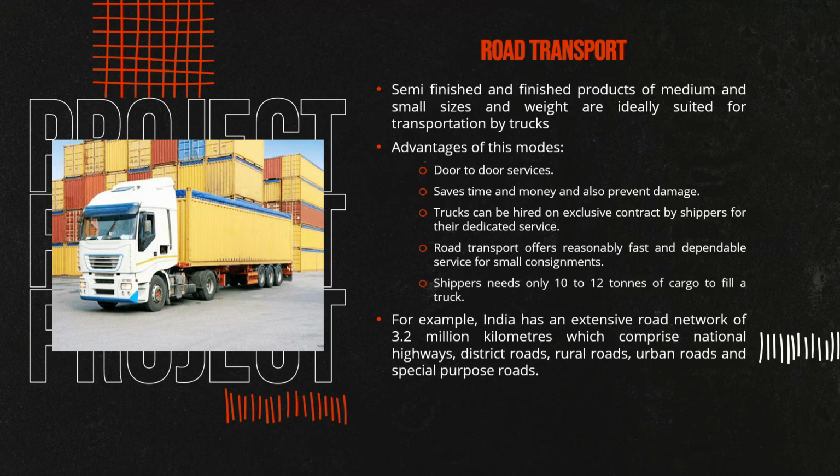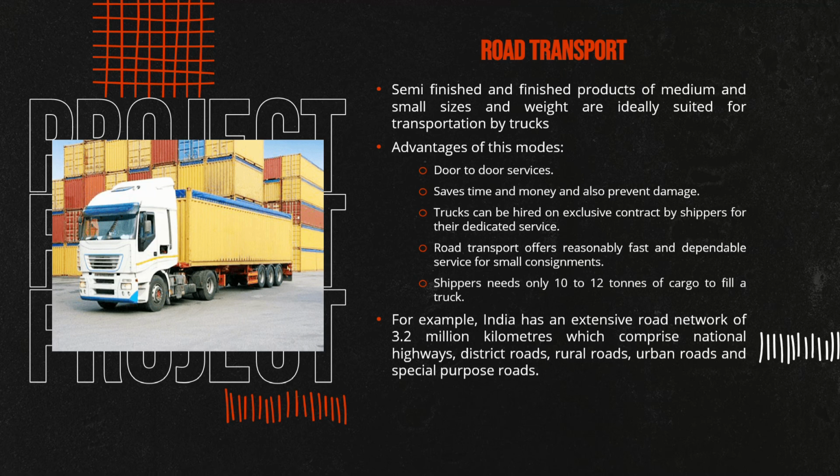Next, road transport. Semi-finished and finished products of medium and small sizes and weight are ideally suited for transportation by trucks. The advantages of this mode are door-to-door service, which saves time and money and also prevents damage. Trucks can be hired on exclusive contract by a shipper for dedicated service. Road transport offers reasonably fast and dependable service for small consignments, and a shipper needs only 10 to 12 tons of cargo to fill a truck.